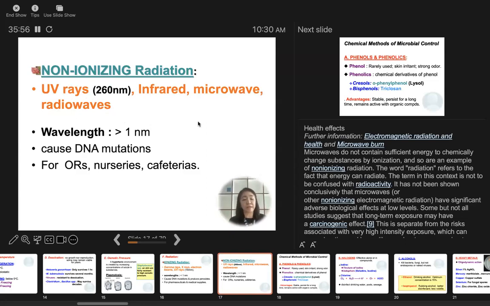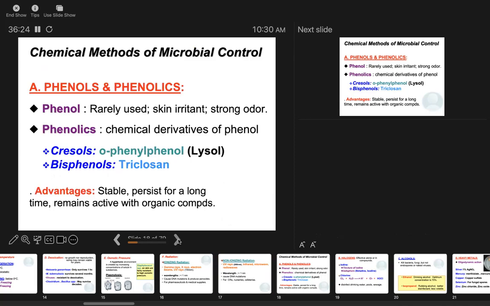So like your cell phones, for example, or the TV, or the monitors that you have in your computer. So excessive exposure to these things may cause accumulations of mutations, no? O mga point mutations yan sa umpisa, and then eventually it can become frame shift mutations in the end. Okay? So, pwede siya for OR, pero yung matataas na mga wavelength ang ginagamit nila. Okay? And then, nurseries and cafeterias, ginagamit din nila yan.